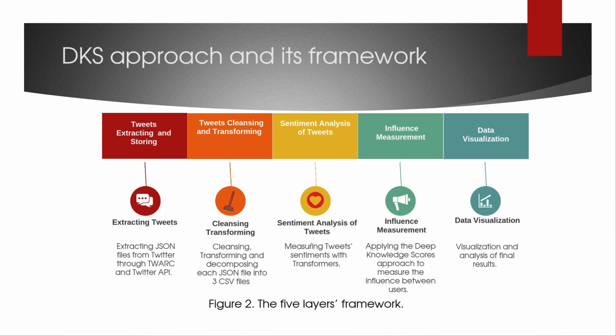The influence measurement layer is the core of our approach because it employs deep knowledge scores, which combine, on the one hand, the number of textual interactions between users, and on the other hand, the sentiments expressed by users toward the influential ones. These scores enable us to construct respectively webs of trust and distrust between influential political figures and other Twitter users. The final layer graphically represents our results, enabling us to visualize the evolution of trust and distrust during the studied period. It helps us establish a connection between the increase or decrease in trust or distrust and the topics discussed by influential users.